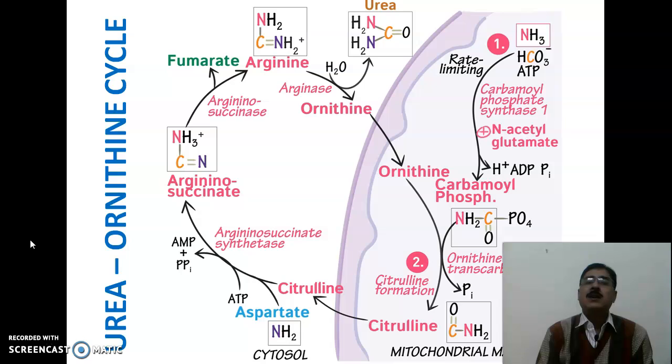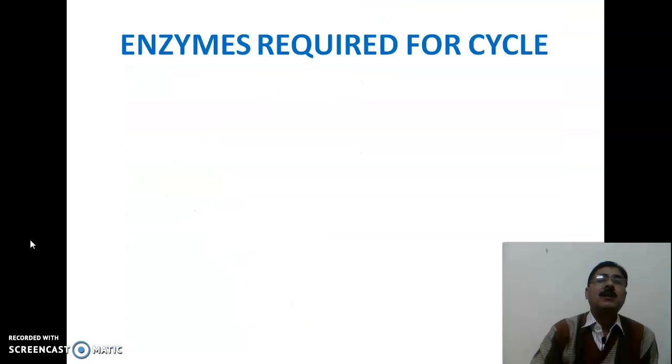This ornithine again combines with carbamoyl phosphate and the reaction goes on in a cyclic manner, while the urea goes to the blood from the liver, and from blood it goes to the kidney where filtration of urea takes place, and ultimately the urea is removed from the body along with the other compounds in urine.